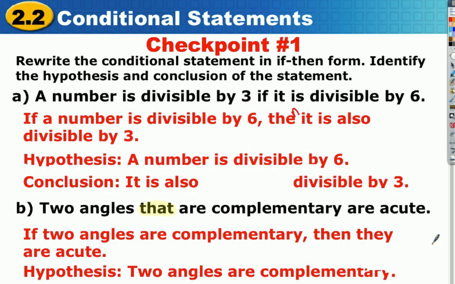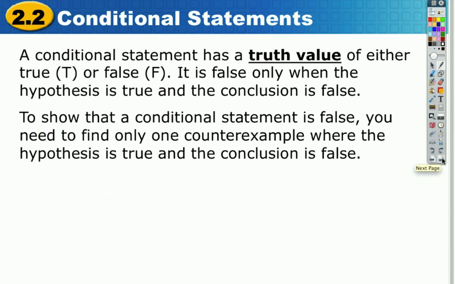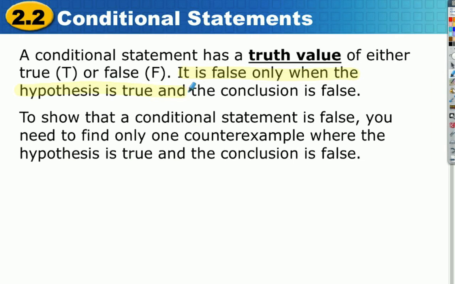Any comments, questions about writing in if-then form and then identifying hypothesis and conclusion? Good. Now we've laid the foundation. Now we can work on truthitude. That's not a word. A conditional statement has a truth value. It is either true or false. It is only false when the hypothesis is true and the conclusion is false. This is incredibly important.